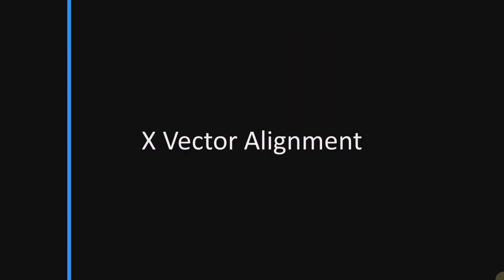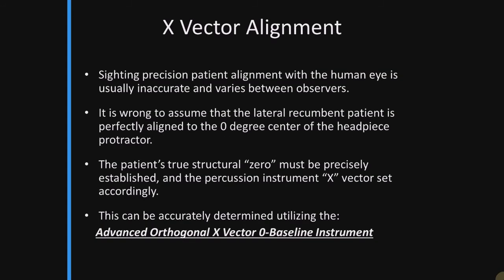Next, we're going to discuss the calibration of the x vector. In our previous example of applying the z vector, we had to measure the patient's side-lying body position from which to apply the height coordinate. Well, in our x vector, we also must measure the patient's body position alignment with the table in order to apply the x vector of rotation.